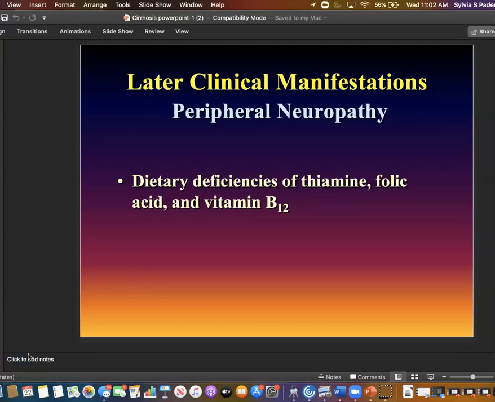These patients also develop peripheral neuropathy because of dietary deficiencies of thiamine, folic acid, and vitamin B12. For the most part, when these patients are hospitalized, we start them on these vitamins, with the hope that it will boost their deficiencies or replenish the deficiencies. And then also patients will have dry, itchy skin, and so it's important that we start them on the vitamins.